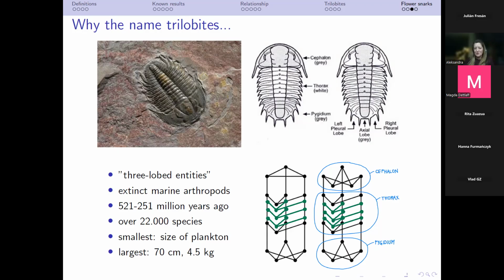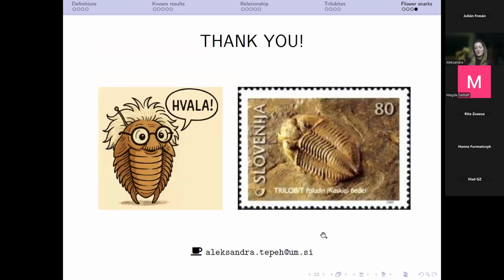And then I remembered these creatures that we learned about in primary school. And I said, yes, these are exactly trilobites. And you see some fun facts about them. So thank you. Just finally, another fun fact.